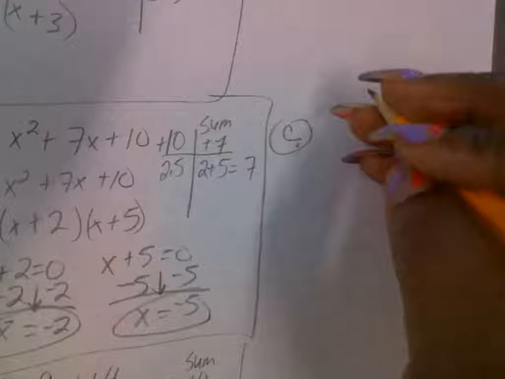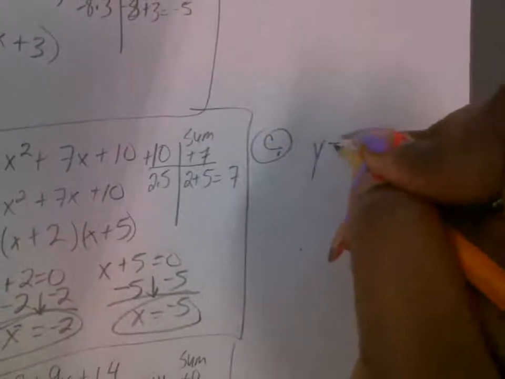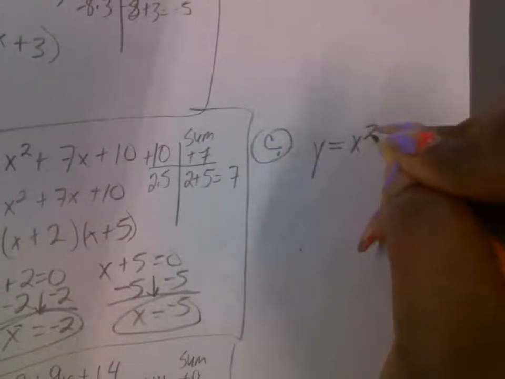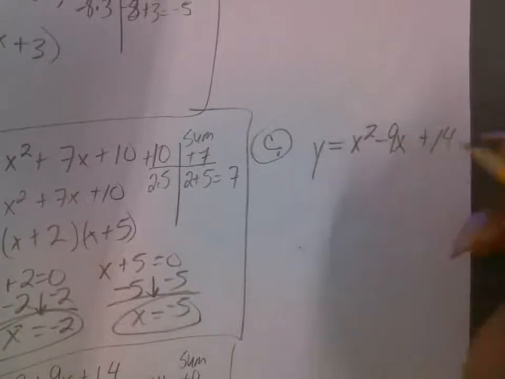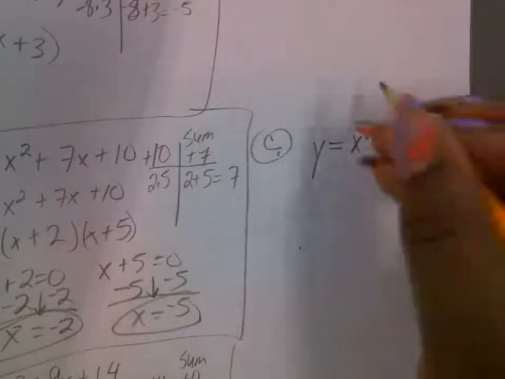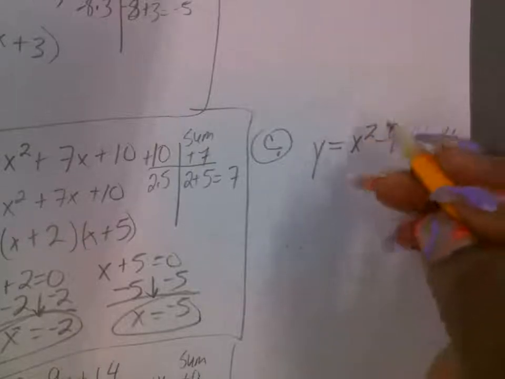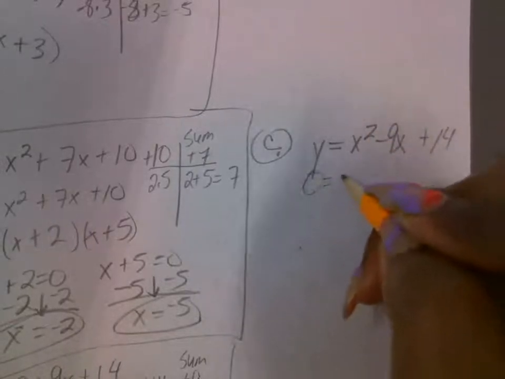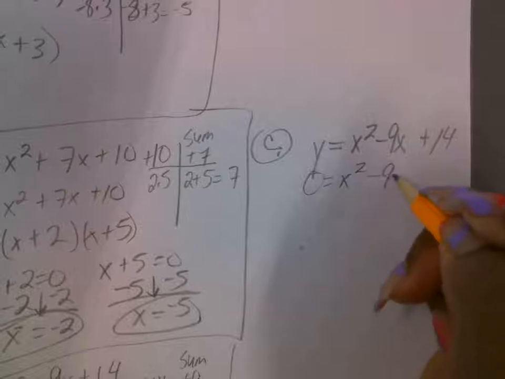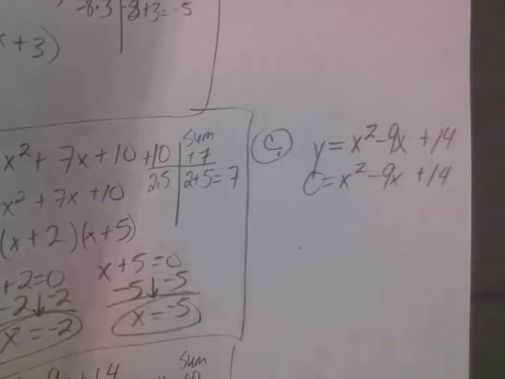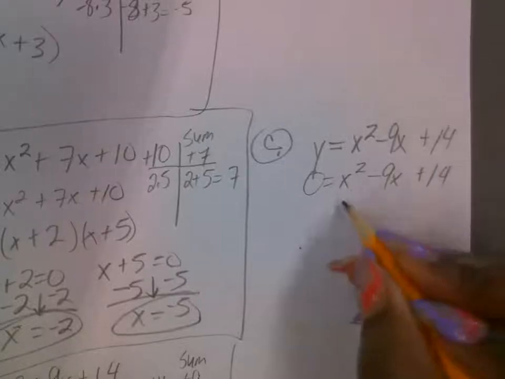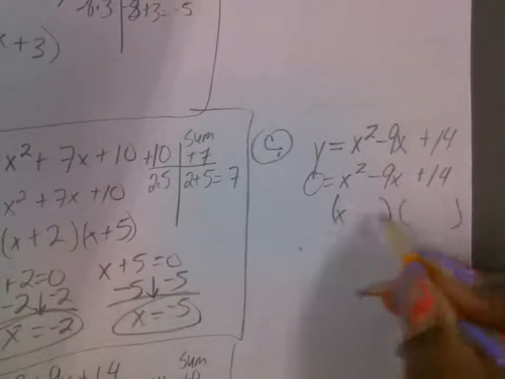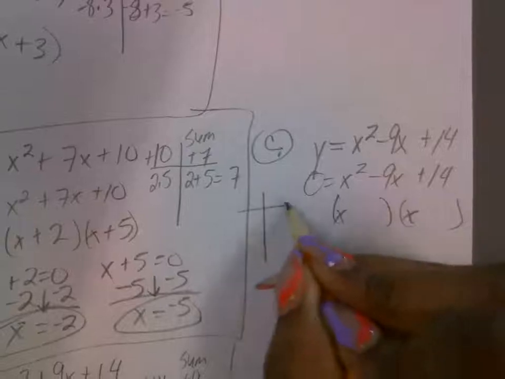So let's do C. Your C answer is y is equal to x squared minus 9x plus 14. All right, so we're going to do the same thing again, no GCF. This has to be equal to 0 because you're finding your zeros or your x-intercepts. So y is always going to be 0 if it crosses the x-axis. So same thing, x here, use your t-chart.